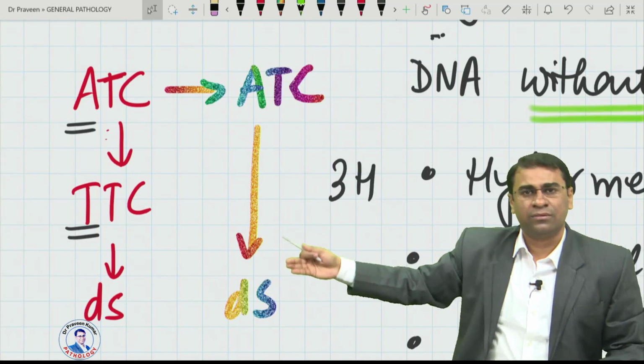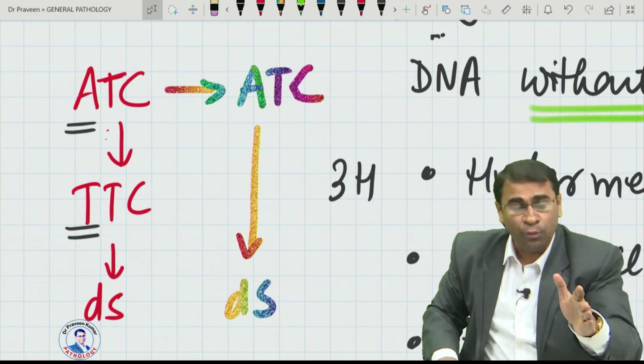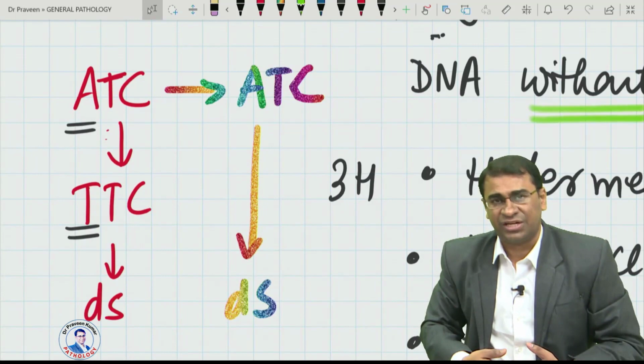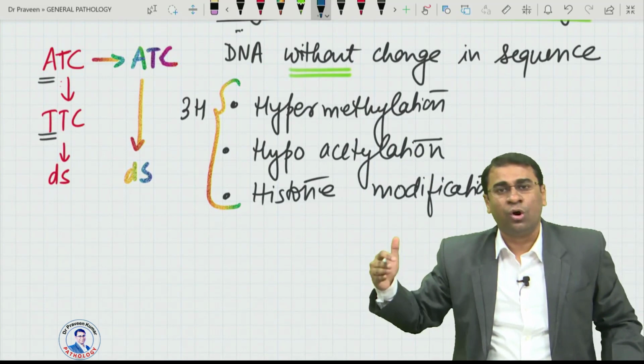Nobody understood this, and hence it was named epigenetics. Genetics, epi-genetics, over genetics. That means it could not be understood by the normal genetical phenomenon, and this is how it was named. Let's understand. So what is happening? Because of this 3H, when the 3H occurs, the gene will not express. It is called epigenetics.